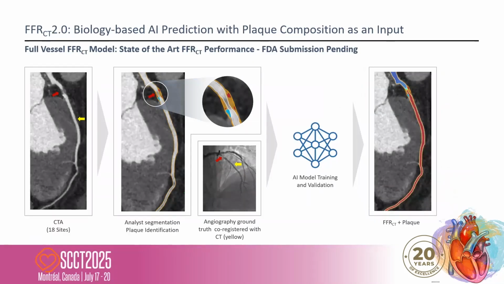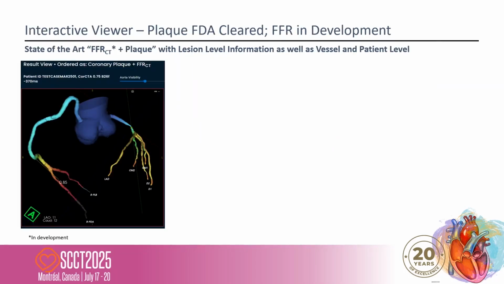So what we did is we took our plaque algorithm, we got ground truth CT scans with invasive FFR that was done within 2 months, and we built a model that was able to take a plaque input, obviously look at the CT scan for stenosis, and combine that to predict FFR as opposed to calculation of FFR. So AI prediction is very clear. We're going to give you a viewer. This is to be approved. Our plaque product is approved. FFR is in the process of being submitted to FDA.